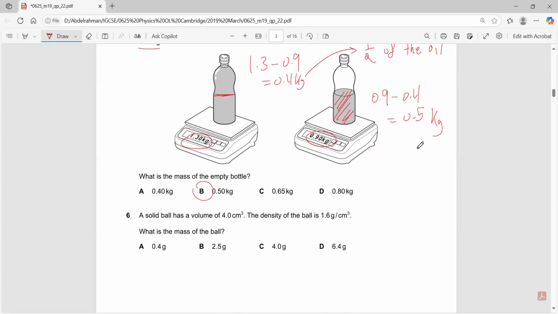A solid ball has a volume of 4 centimeters cubed. The density of the ball is 1.6 grams per centimeter cubed. What is the mass of the ball? Density equals mass over volume, so mass equals density times volume. 4 times 1.6 is 6.4 grams.